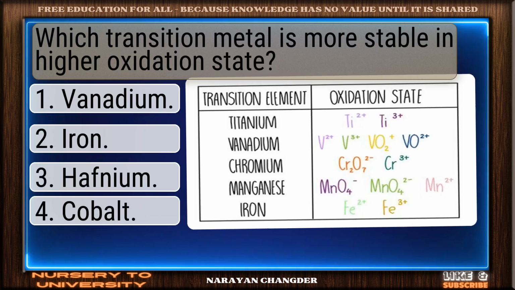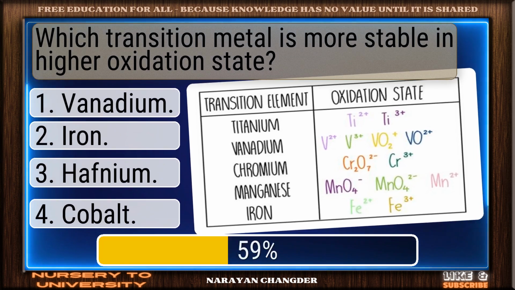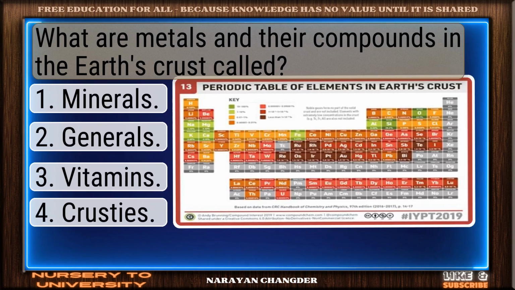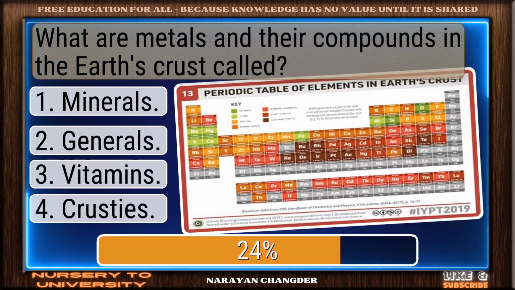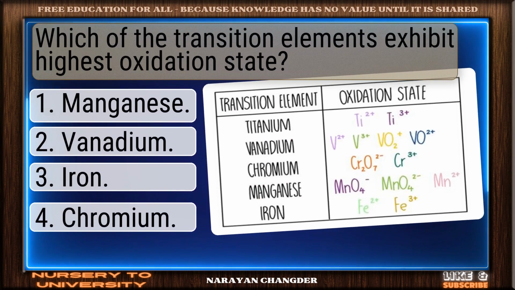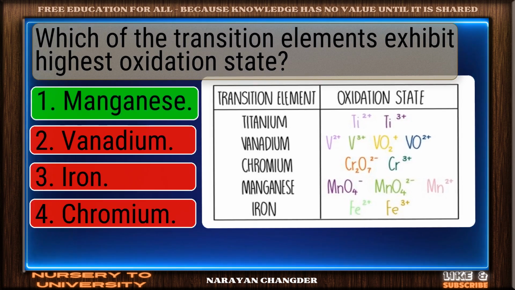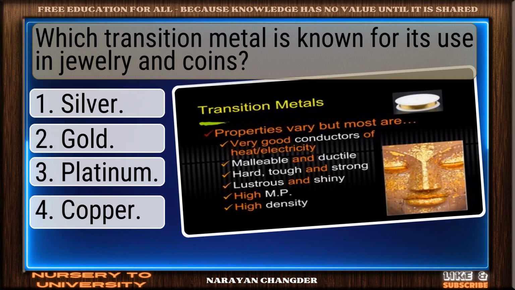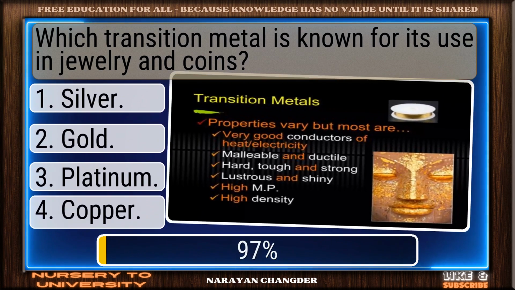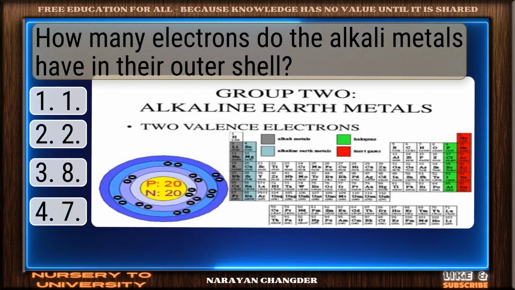Keep it up, iron. Which transition metal is more stable in higher oxidation state? Excellent reasoning, hafnium. What are metals and their compounds in the Earth's crust called? Clear and correct, minerals. Which of the transition elements exhibit highest oxidation state? Well done, manganese. Which transition metal is known for its use in jewelry and coins? Great job, gold. How many electrons do the alkali metals have in their outer shell?